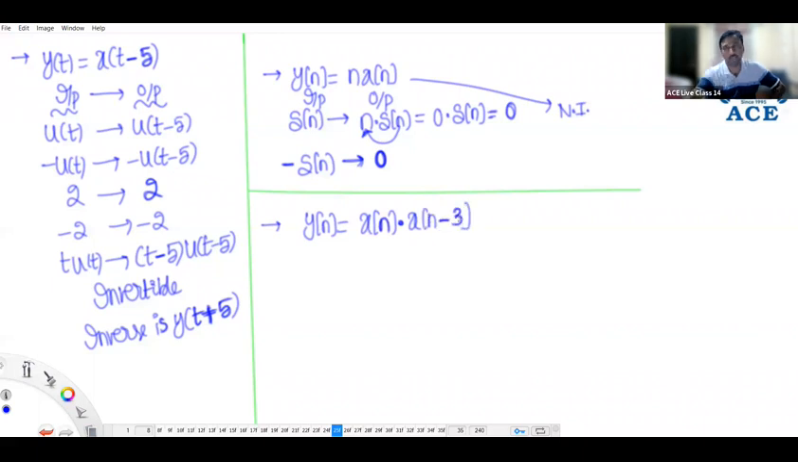Input signal multiplied by its delay: xn into x of n minus 3. Simple example. What is the multiplication of two positive numbers? If you are multiplying two positive numbers, what is the answer, sir? Positive. Two negative numbers also give positive. So invertible or non-invertible?